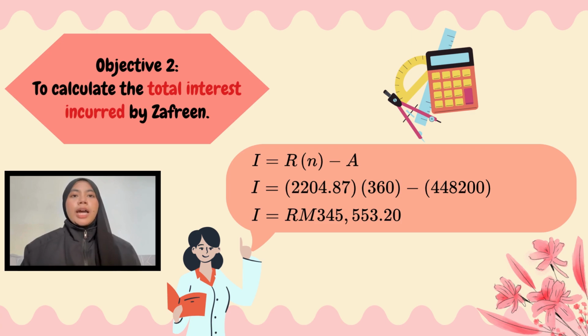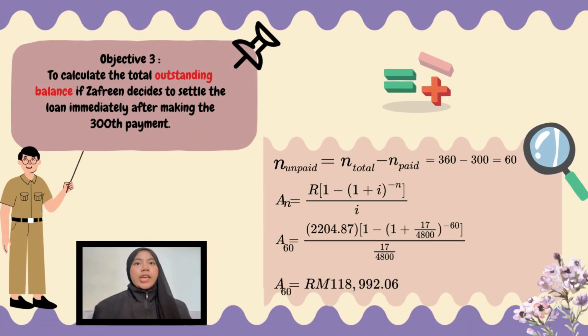So for our second objective, we want to find the total interest incurred by Zafrin. We use the formula I equals R multiplied by N minus A. So you can insert the information into the formula and you will find I equals RM345,553.20.